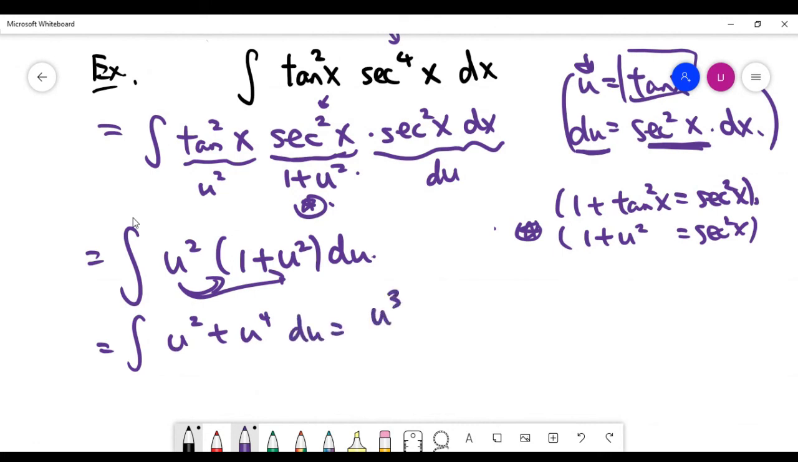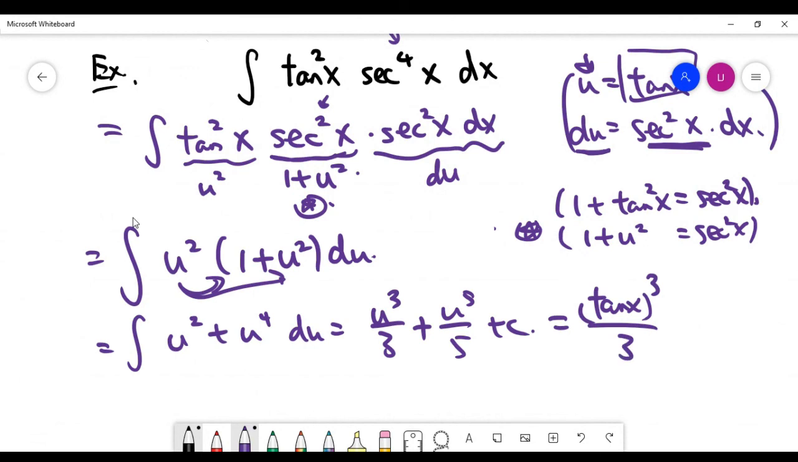And simply by a power rule, the answer can be written this way. And of course, u is tangent. So I just replace u by tangent x. And it is our final answer to this problem.